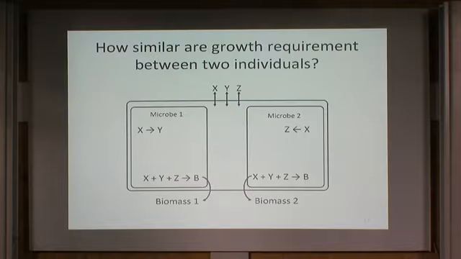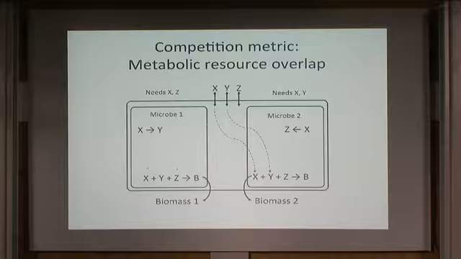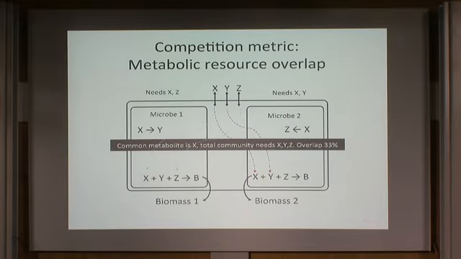So then the idea was, can we estimate the growth requirements based on their models, and compare them across these co-occurring communities? Basically, we can estimate from modeling how similar their metabolic requirements are. In this case, if one species needs these 2 molecules and the second species needs 2 other molecules, the overlap between them is 33%.